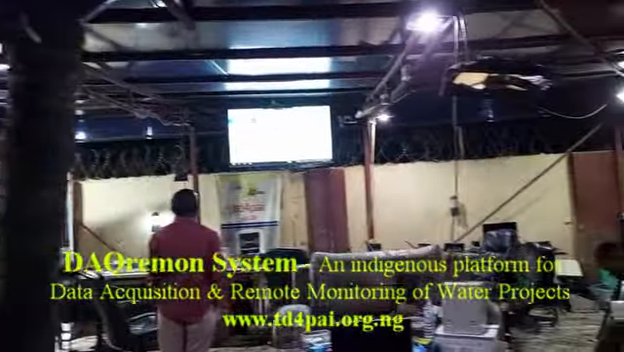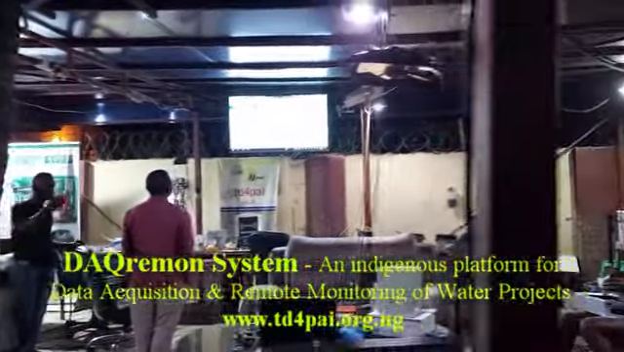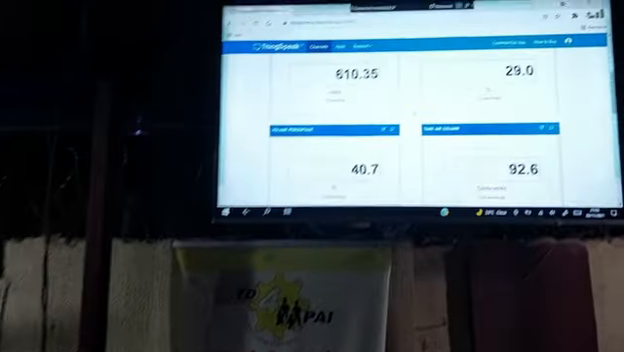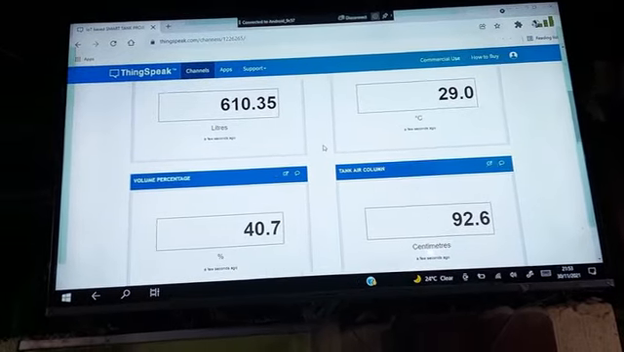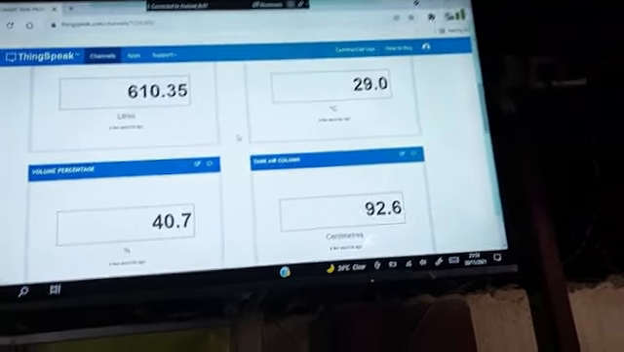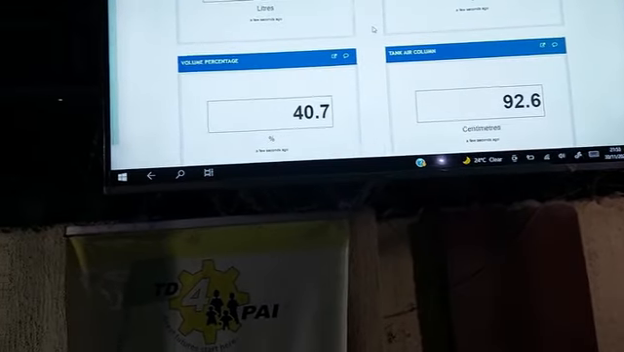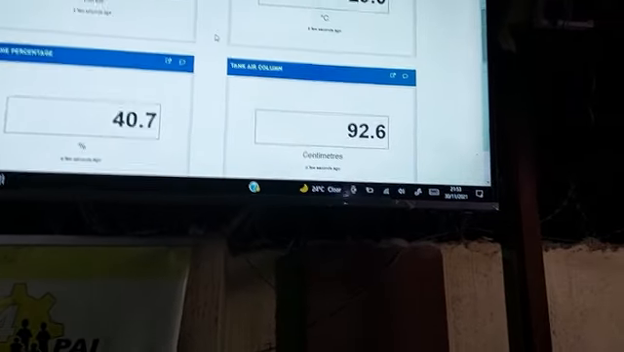So that's the screen, and we're going straight to the screen to see the utilization of water, the temperature of water, how many liters. Like you can see here, we have 610.35 liters, 29 degrees is the temperature of the tank. Then we have the air column volume percentage at 40.7%. Then we'll have the air column at 92.6.